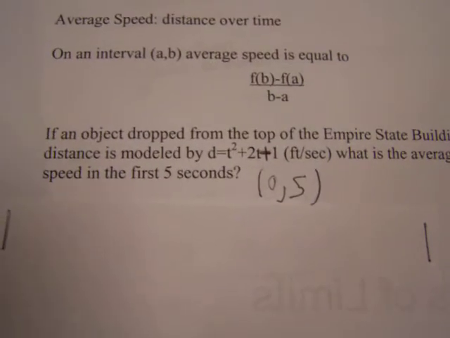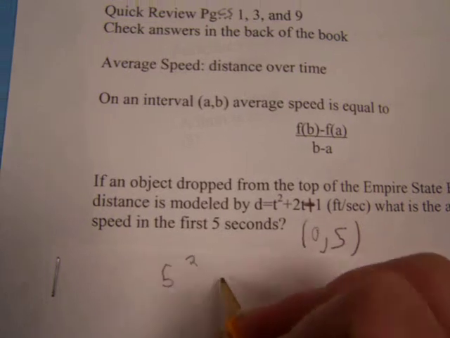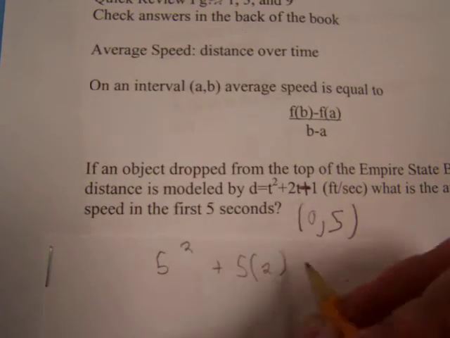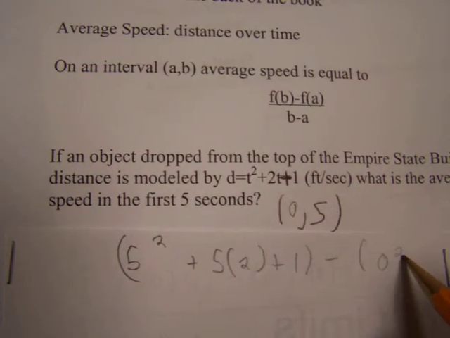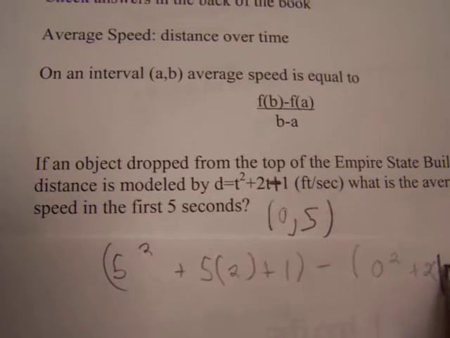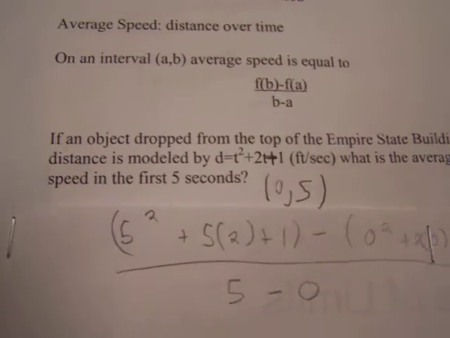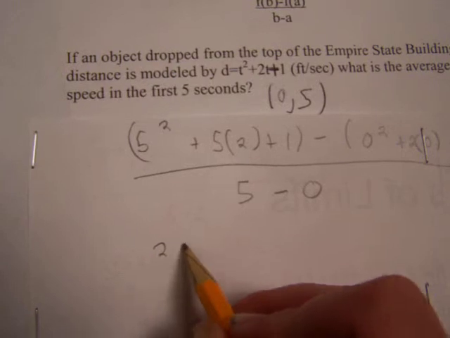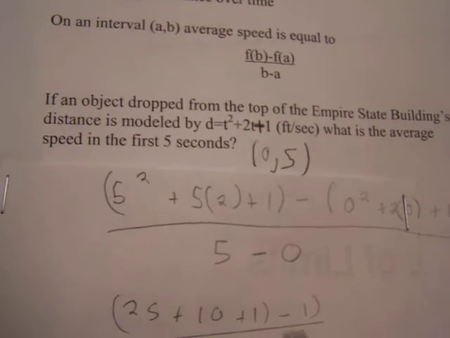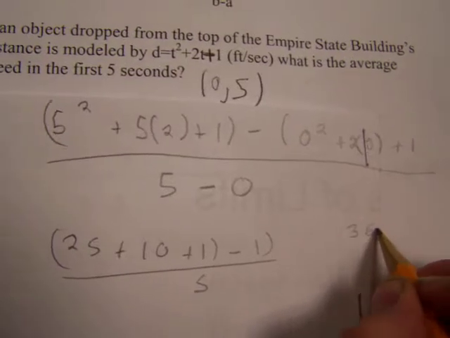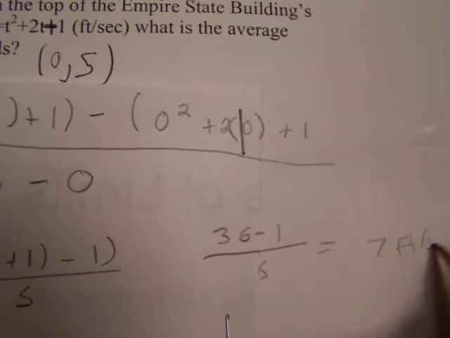In this case, A to B is 0 to 5. So, we do f of b, which is 5 squared plus 5 times 2 plus 1 minus 0 squared plus 2 times 0 plus 1 over 5 minus 0, which simplifies to 25 plus 10 plus 1 minus 1 over 5, also known as 36 minus 1 over 5, or 7 feet per second.